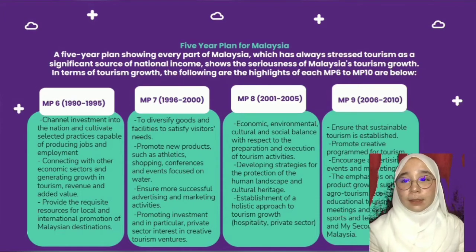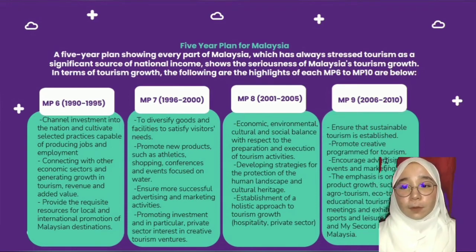MP6, 1990 until 1995: channel investment into the national and cultivate selected practice capable of producing job and employment, connecting with other economic sectors and generating growth in tourism, revenue and added value. Provide the requisite resources for local and international promotion of Malaysian destinations.